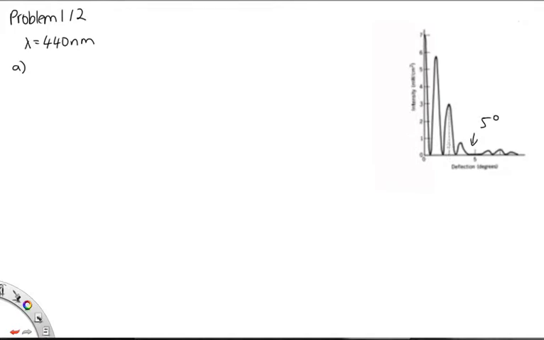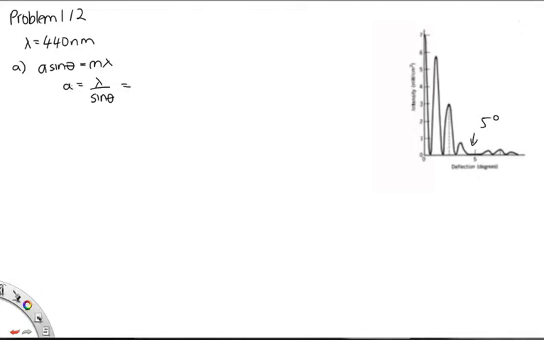So the slit width, we can work this out by looking at where this first minimum in the diffraction pattern occurs, because the slit width is what's responsible for the diffraction part of this. So the diffraction minimums are given by the formula a sine theta is equal to n lambda, or m if you want. And this is the first minimum, so this is m equals 1. So we've got a is equal to lambda over sine theta. And you can see on the diagram that the first minimum occurs at approximately 5 degrees.